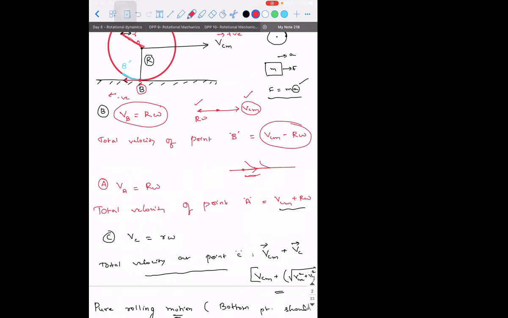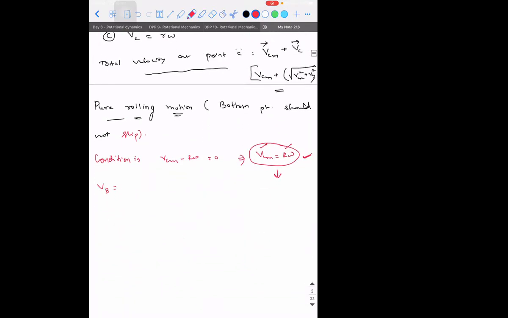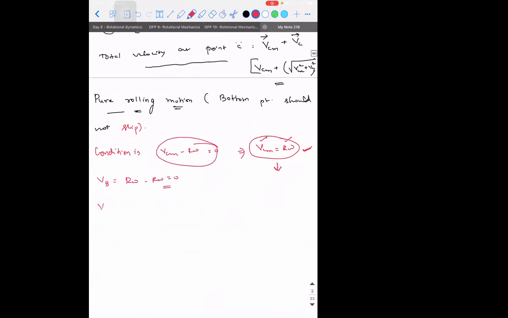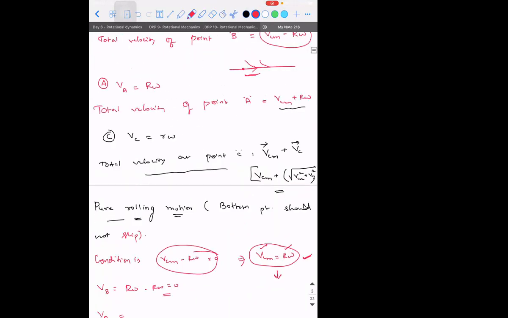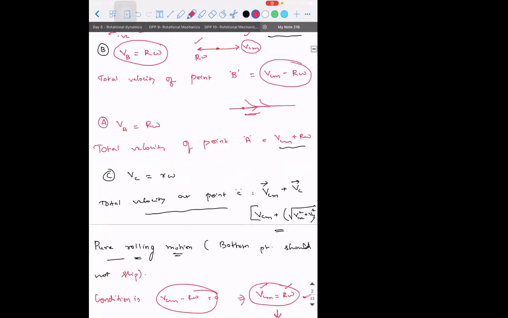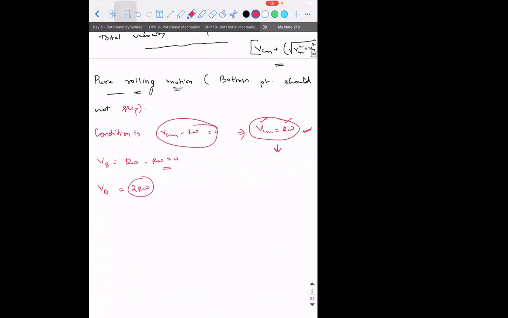VB is VCM minus R omega, which is 0. It should be 0, that's what I wrote, no? Similarly, what would be the velocity of point A, the topmost point? 2r omega. Got it? So this 2r omega is what this problem is actually based on. There is a concept which I explained here.